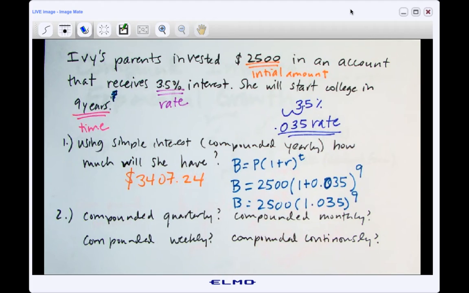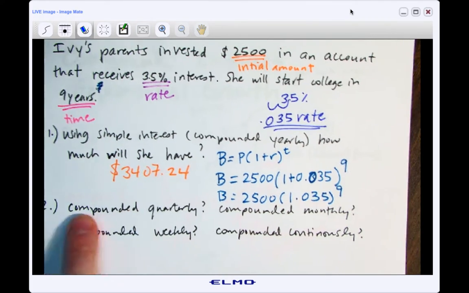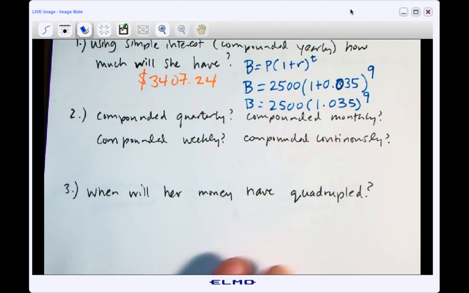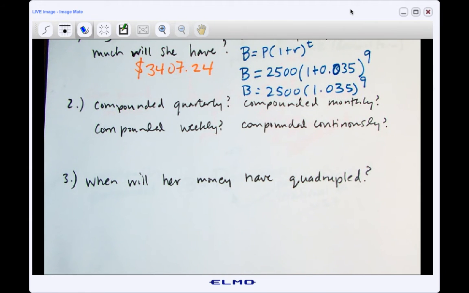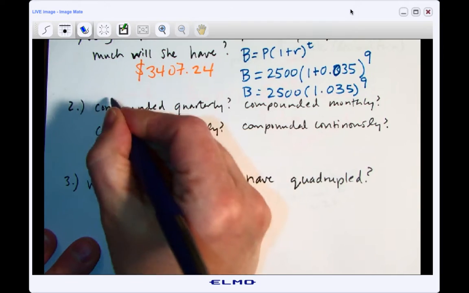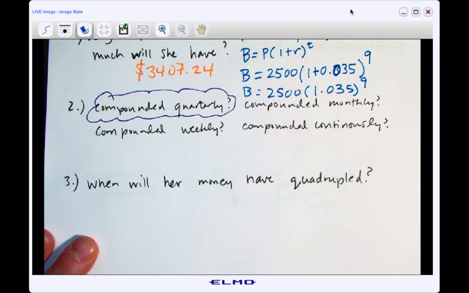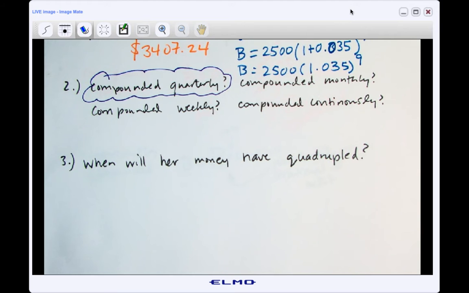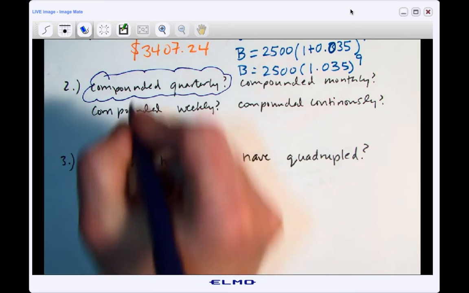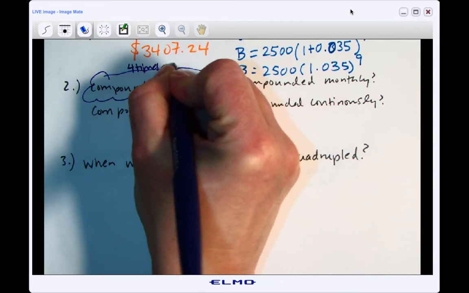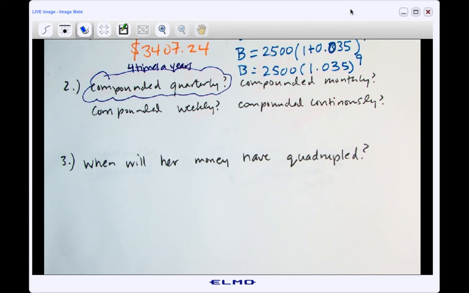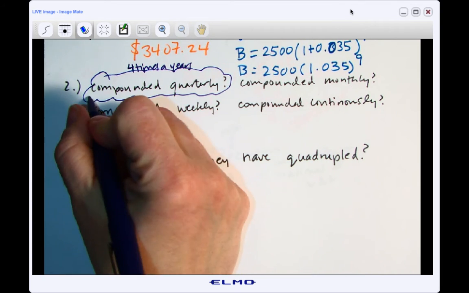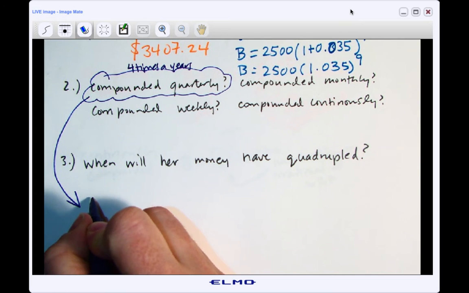Okay, so let's look at some of these other ones. So number 2 talks about this other formula where we're going to be compounding it a certain number of times. So the first one says compounded quarterly. So we're going to work on this one right now. So quarterly. So what does quarterly sound like to you? Hopefully when people hear quarterly, you're thinking of 1 quarter. So 1 quarter of the year, that means we're going to be doing it 4 times a year. So this would be 4 times a year. Or in other words, every 3 months, right? 4 times a year.